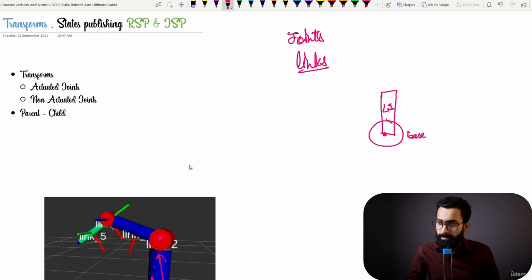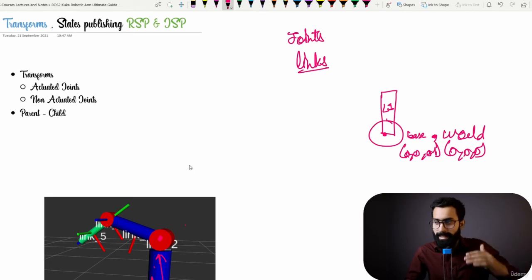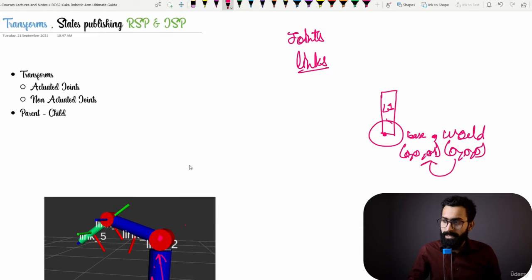For example, this base is on the origin, meaning the origin is 0 0 0 in XYZ, and the base is again 0 0 and let's say 0.1 in the z-axis, a little bit up in the z-axis. So from world to base, we have a transform. Whenever we move the world, this base is also going to move with an offset of 0.1 on the z-axis. This is known as the transform between two things.